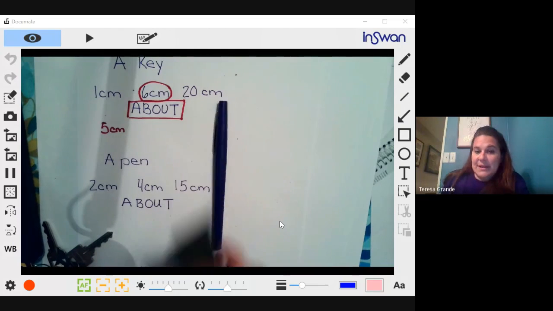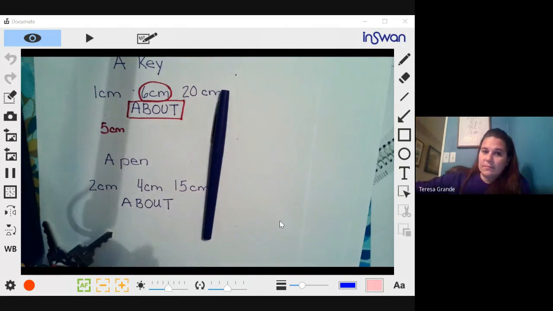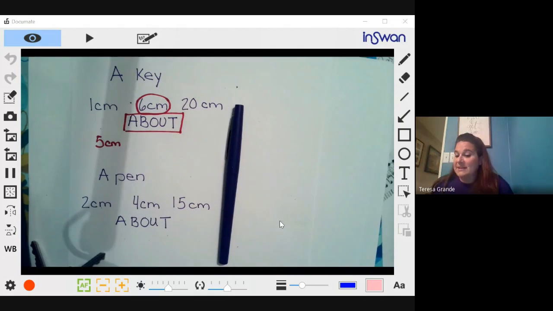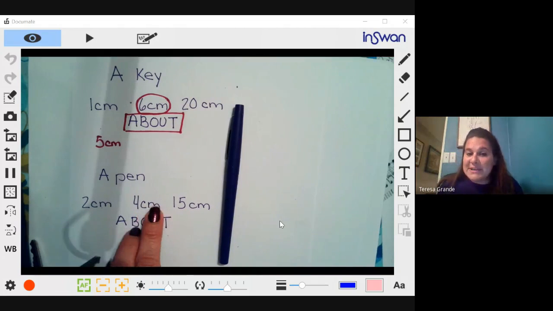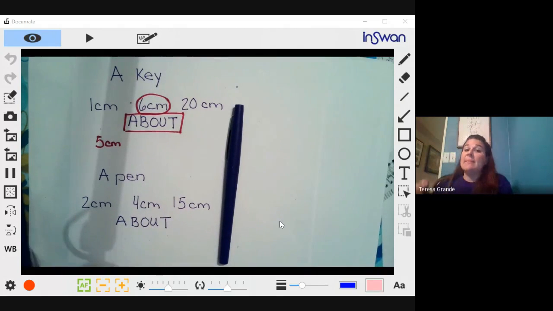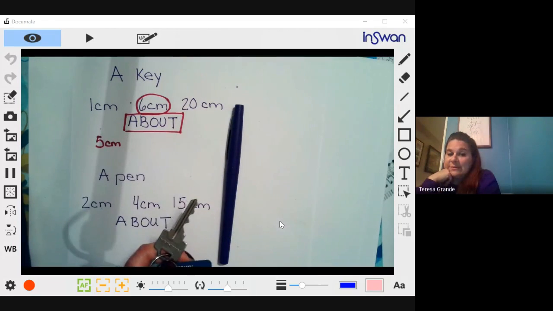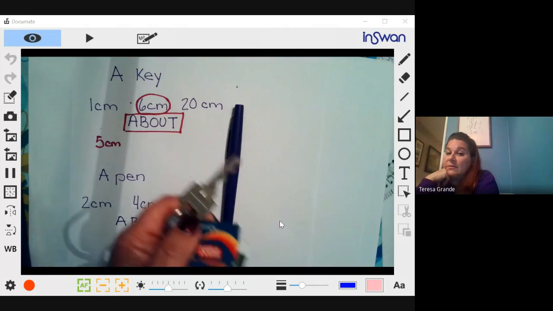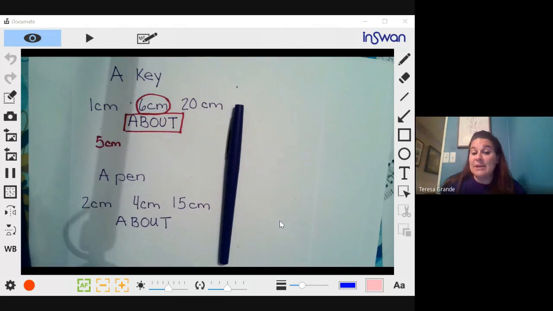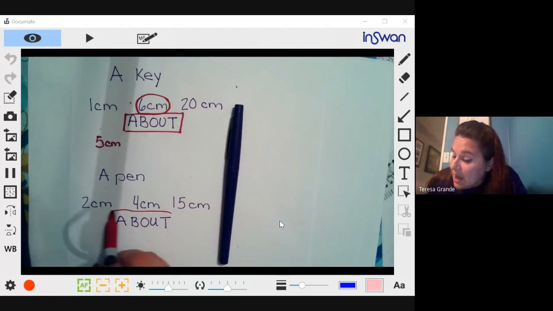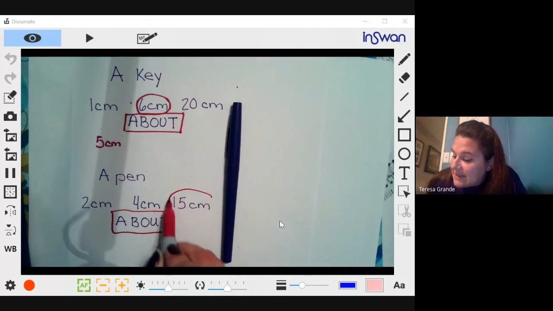Now here's one of Mrs. Grandy's favorite pens. Okay. What do you guys think? It's 2 centimeters, 4 centimeters, or 15 centimeters. Now remember, this key is about 6. The pen is bigger. So if we were to make an estimation or a guess, what would our estimation be? What makes the most sense? Right. 15 makes the most sense because we're talking about it's about 15 centimeters.